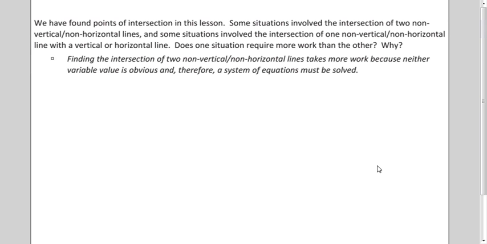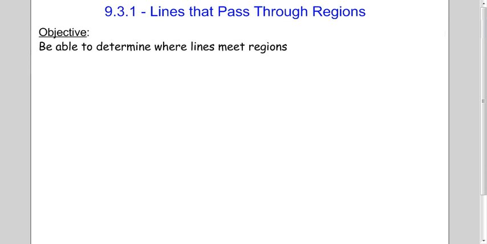So in this lesson, we saw that when we have lines intersecting a region that aren't necessarily vertical or horizontal, it takes a little bit more work to figure out the answers because you've got to figure out the equation of the line, do some substitution. Whereas when it's vertical or horizontal, it's usually pretty straightforward. So we learned how to determine where lines meet regions in this lesson.